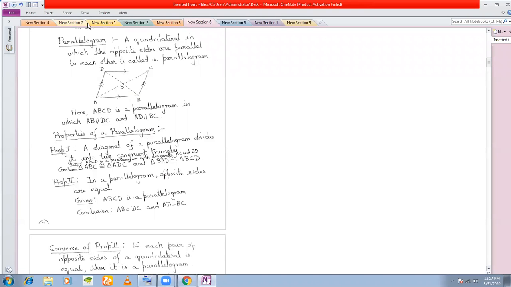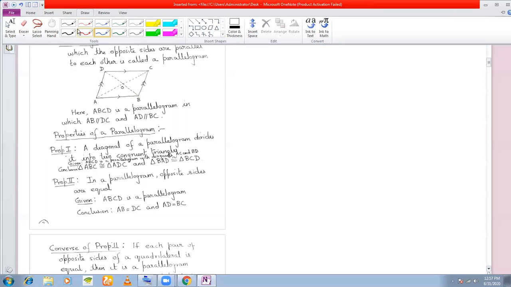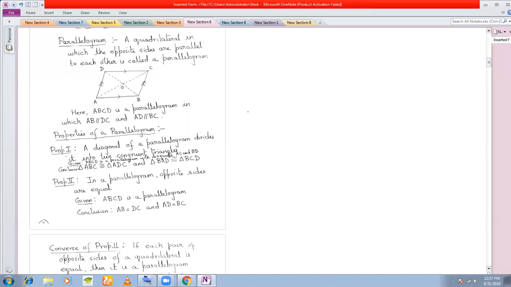So first we study the properties. We'll do the theorem at the end. Once we finish the chapter, then I will discuss the proof. Proof is all given in the textbook. Proof also comes in your examinations. So we'll first discuss the properties. We'll see how to apply these properties. Then we'll see the proof.